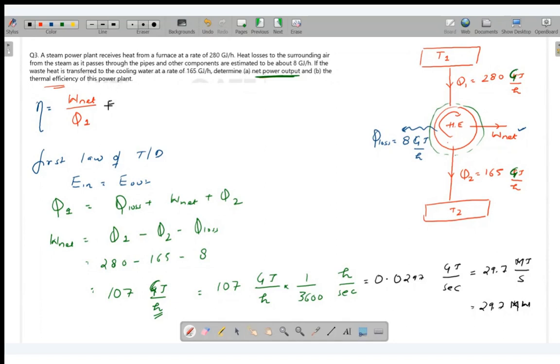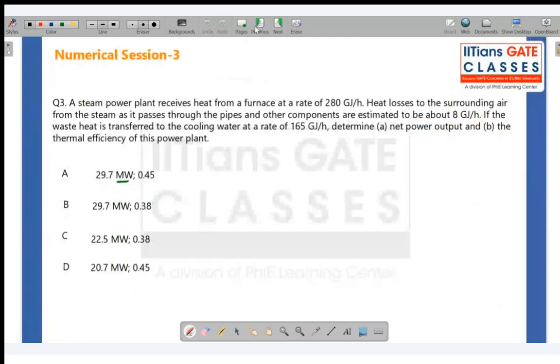Now the second is efficiency. I don't need to worry about units here, because this is also given in gigajoule per hour. Net work is 107 gigajoule per hour upon Q1 of 280 gigajoule per hour. We have the same units, so they get cancelled, and 107 divided by 280 gives 0.38 as the efficiency. So what is the right answer? B is the right answer. Got it?